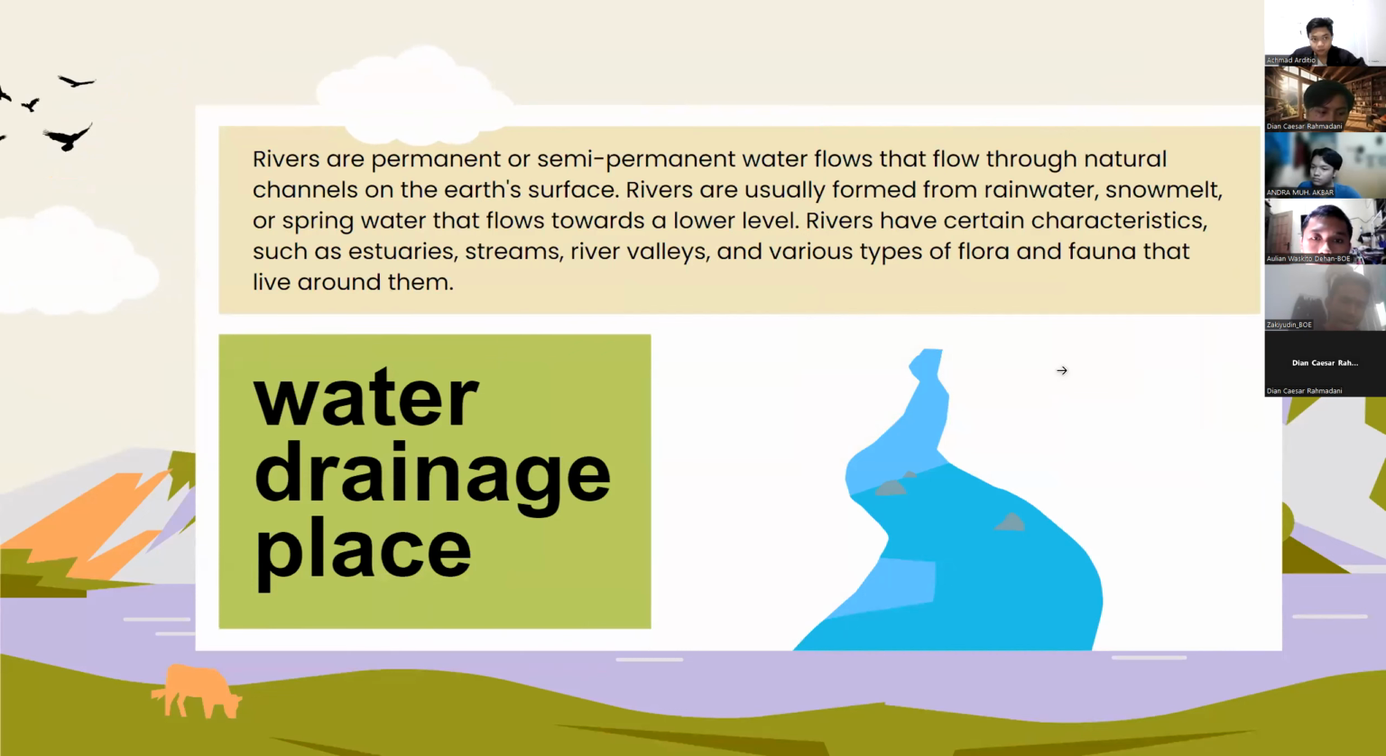Rivers are permanent or semi-permanent water flows that flow through natural channels on the Earth's surface. Rivers are usually formed from rainwater, snow, or spring water that flows toward a lower level. Rivers have certain characteristics such as estuaries, streams, river valley, and various types of flora and fauna in the life around them.